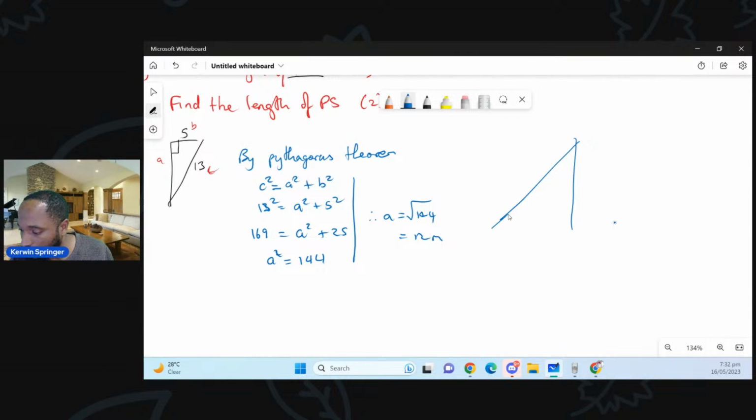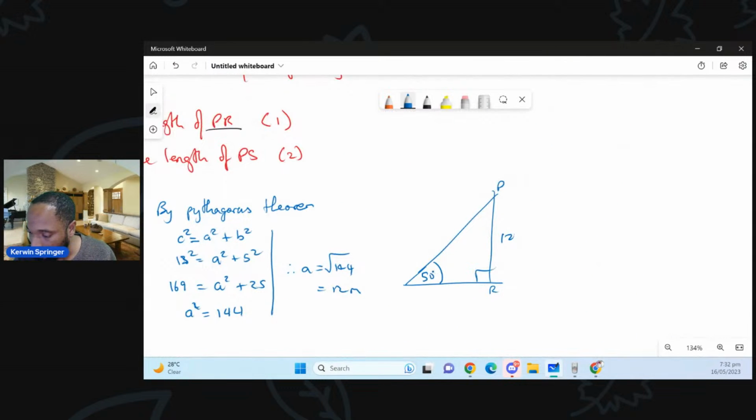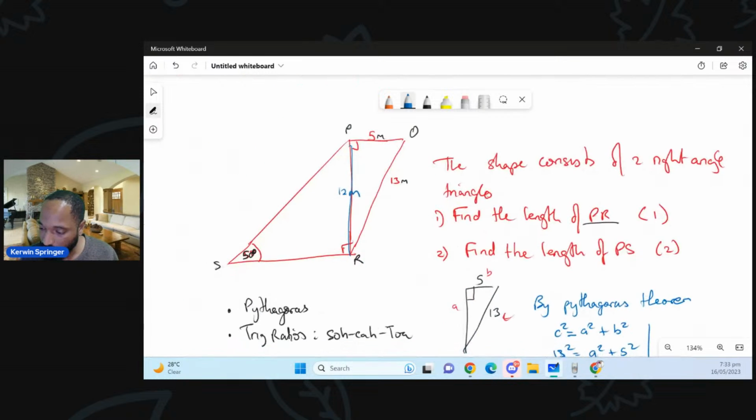PR is 12 meters. So this is 12, this is PR. And we also have an angle over here, theta. Theta is 50 degrees. And PS, what is that? Nice.